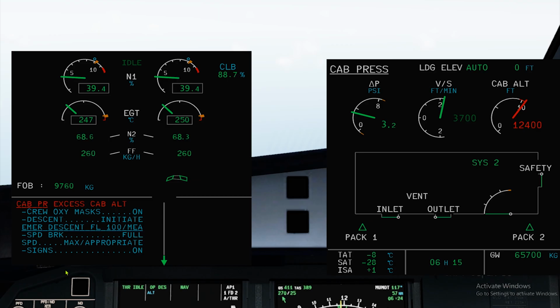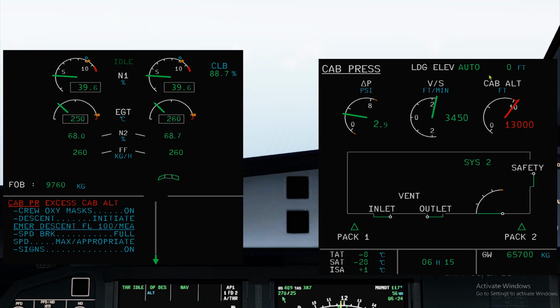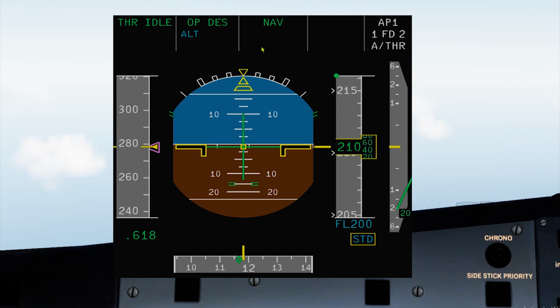The box item says that at any time during this procedure, if the cabin pressure excess cabin altitude alert is triggered, apply the ECAM procedure. You are losing pressurization, so continue your descent to flight level 100 or MEA or MORA.